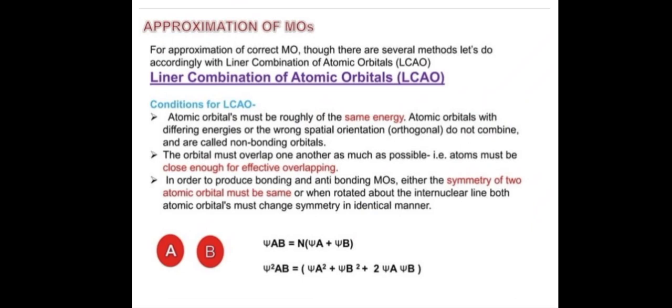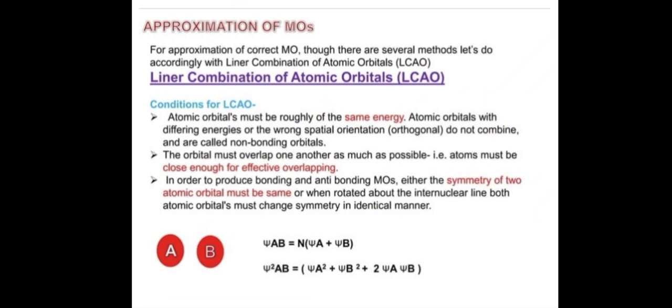And the orbitals must overlap one another as much as possible according to the rule of maximum overlap, and they should be close enough for effective overlapping. And in order to produce bonding and anti-bonding molecular orbitals, either the symmetry of the two atomic orbitals must be the same, or else when they are rotated about the internuclear line, both atomic orbitals must change symmetry in an identical manner. And it is represented with the help of this example.